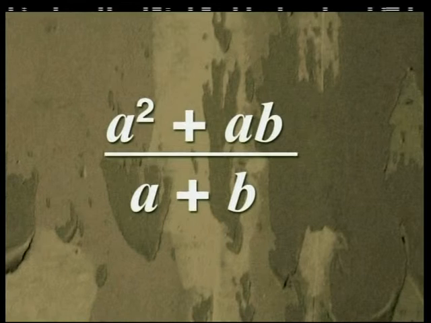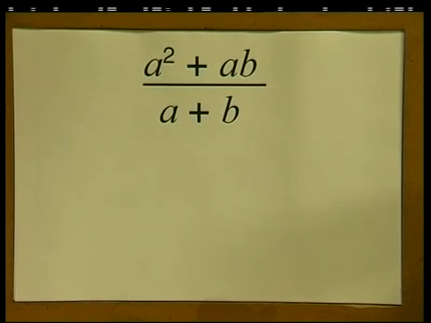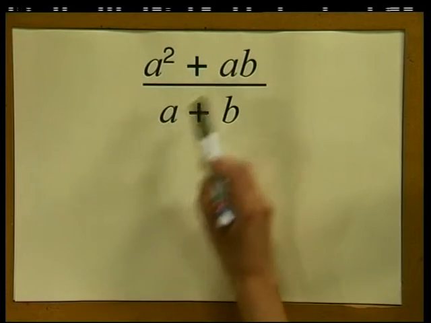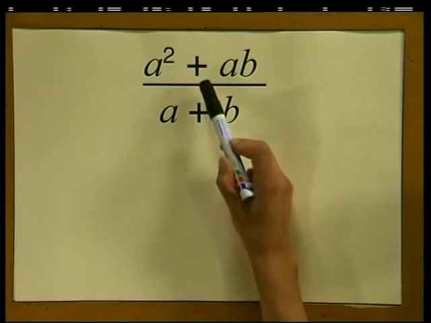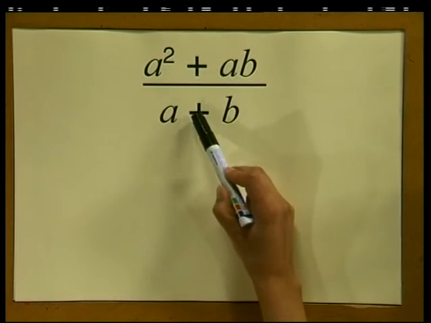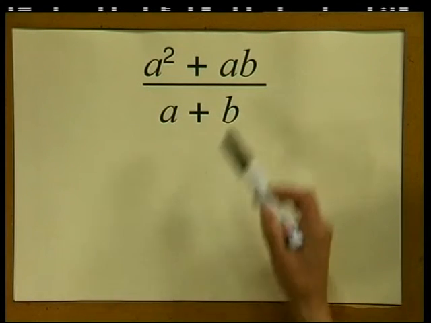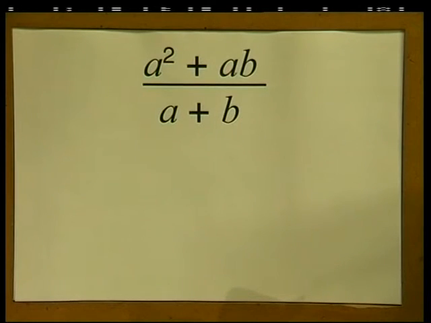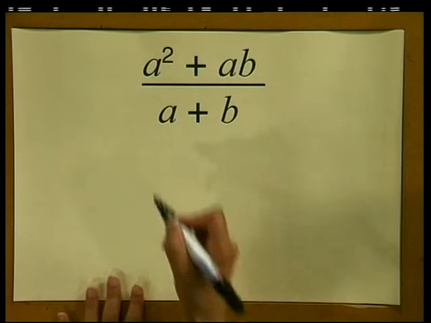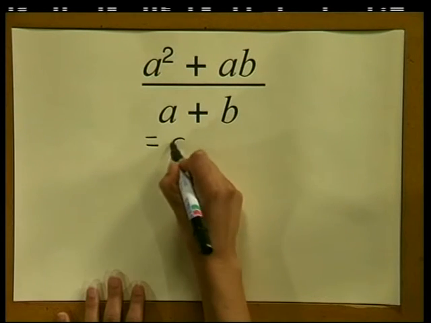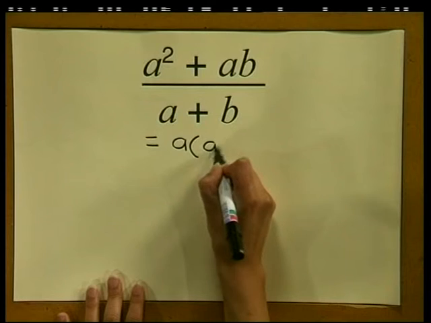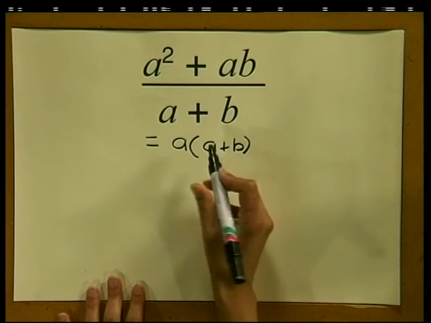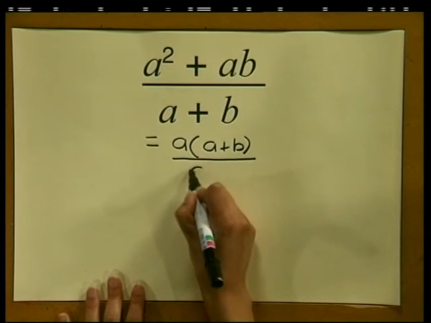Now let's do the last one. Can you simplify this fraction? Well, these are all terms. Can you see they are separated by plus signs? But the numerator can be factorized. So, yes, we can simplify this fraction. Let's do it. We factorize the numerator into a multiplied by a plus b. And all this is divided by a plus b.